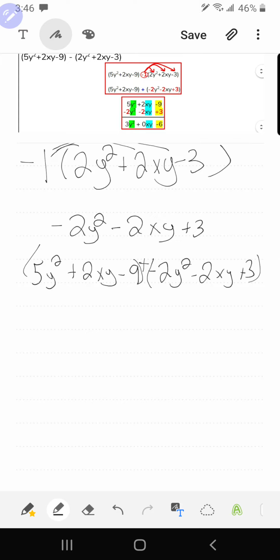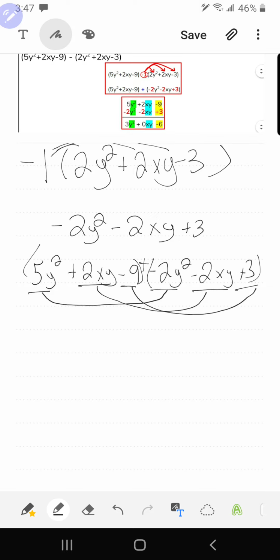Now remember, we could do it vertically or horizontally, but I'll show you both ways. First thing we do is identify the like terms. You have 5y squared with the negative 2y squared. You have the 2xy with the negative 2xy, and then you have the negative 9 plus the positive 3, the two constants. These are going to be my like terms. So now to rewrite it, I will rewrite it both ways to show you.